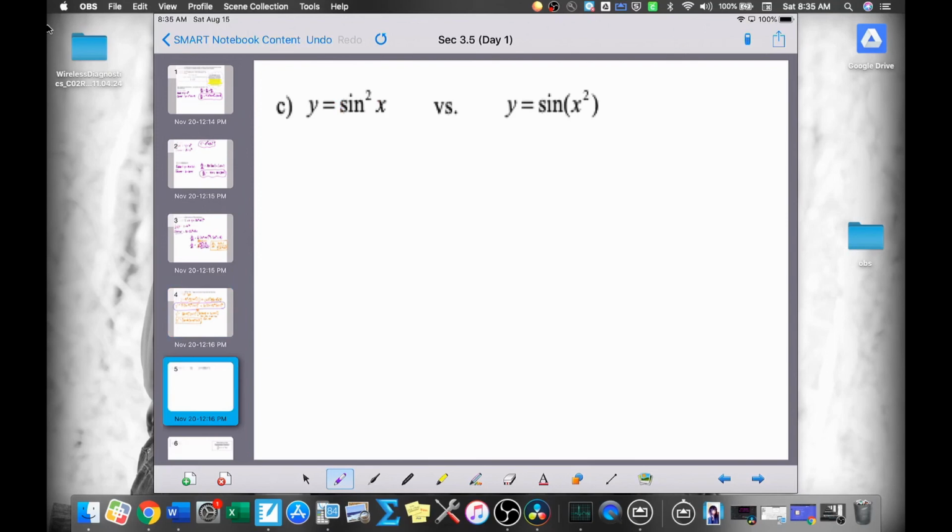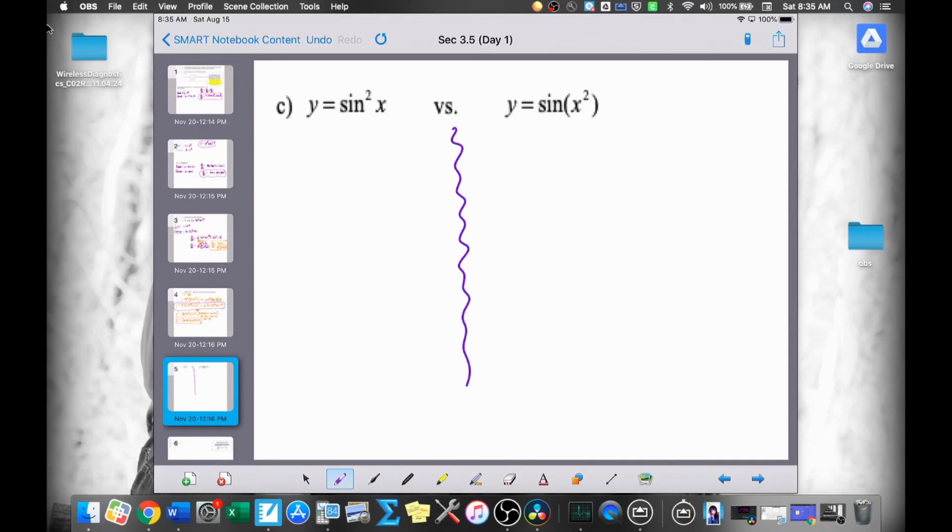We are comparing y equals sine squared x versus y equals sine of x squared. They are definitely not the same thing. Now, these both require chain rule, but the inner function and the outer function on these two are different. So let's divide our page in half here and look at them individually, and we can see how they are different as we work through the problem.